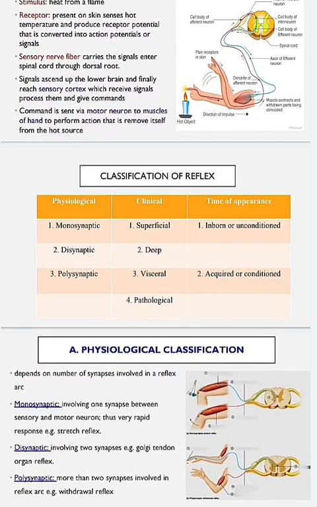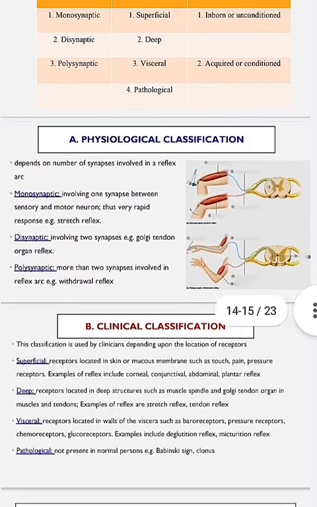It depends on the number of synapses involved in a reflex arc. Monosynaptic involves one synapse between sensory and motor neuron, thus a very rapid response, that is the stretch reflex. Disynaptic involves two synapses, that is the Golgi tendon organ reflex. Polysynaptic, more than two synapses involved in a reflex arc, the withdrawal reflex.